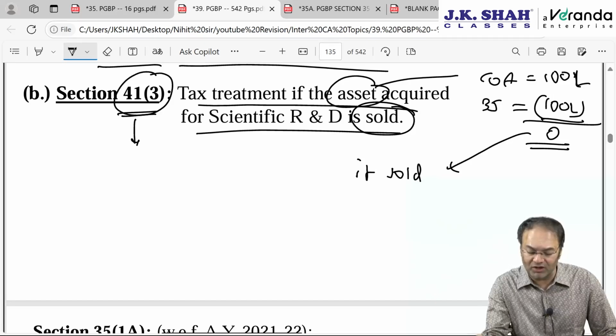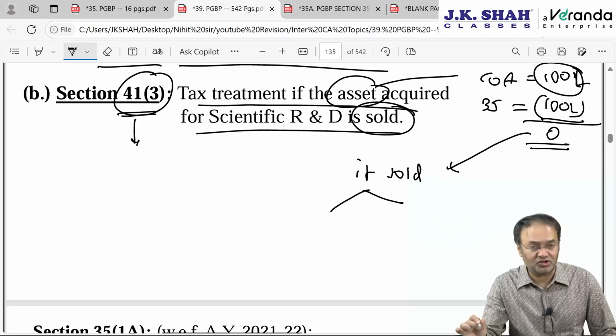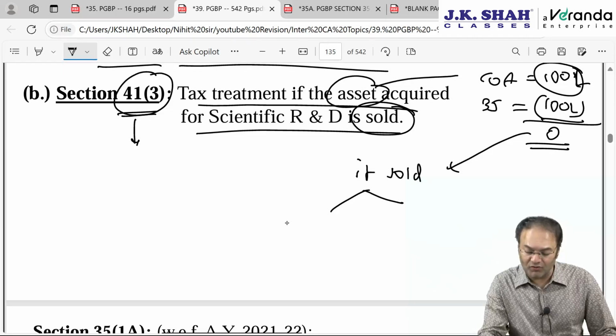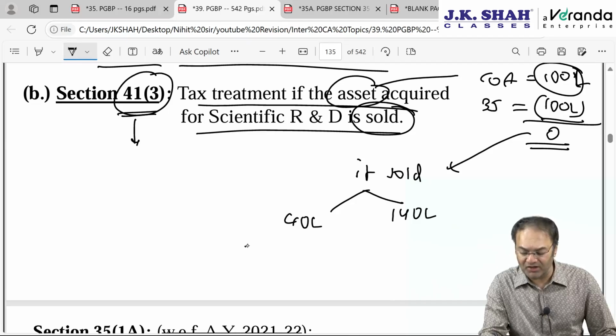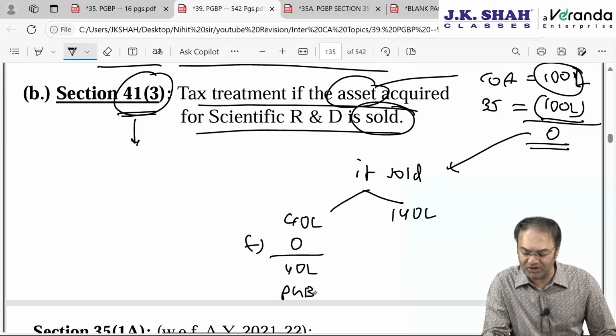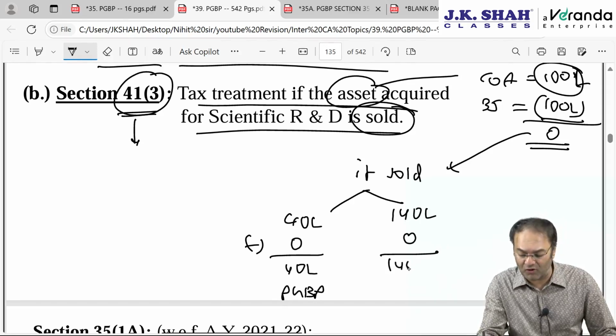So in 41(3) we will discuss what if sold: acquired for 100 lakh, deduction claimed is 100 lakh. If sold for 40 lakhs, then what? If sold for 140 lakhs, then what? If sold for 40 lakhs, then minus cost of acquisition is 0. Entire 40 lakh will be your profit taxable under the PGBP. If sold for 140 lakh, cost of acquisition is still 0. Entire 140 lakhs is taxable.